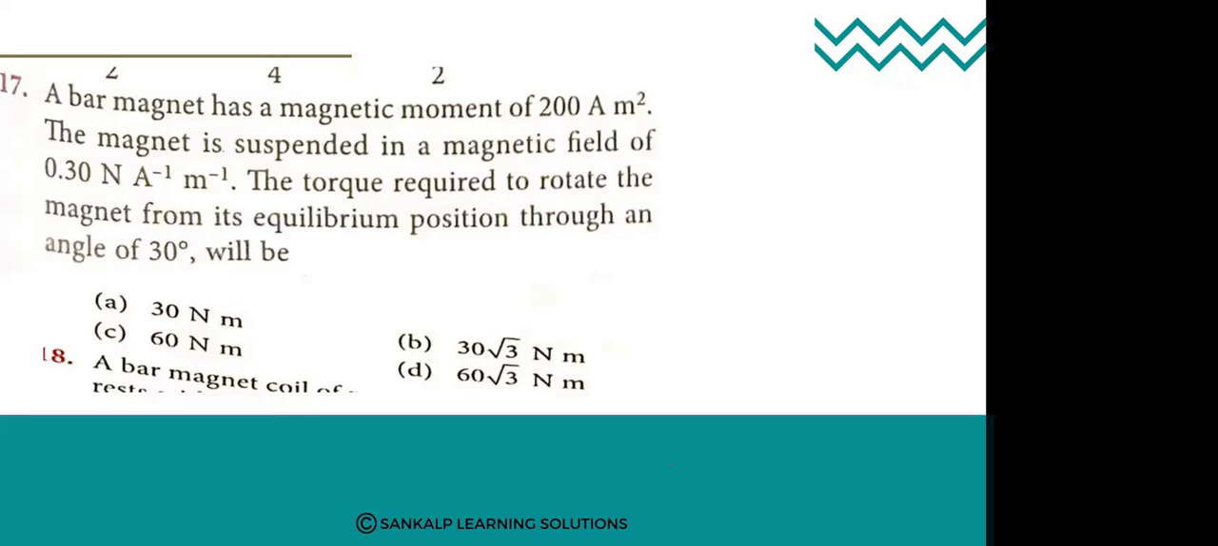You can try this one question. This is a little bit based on the torque part. You can see a bar magnet has a magnetic moment of 200 ampere meter square. Okay, magnetic moment is 200 ampere meter square, and it is suspended in a magnetic field of 0.3 Newton per ampere per meter. The torque required to rotate the magnet from its equilibrium position through an angle of 30 degree will be. Copy down the question, I'll tell you the solution.